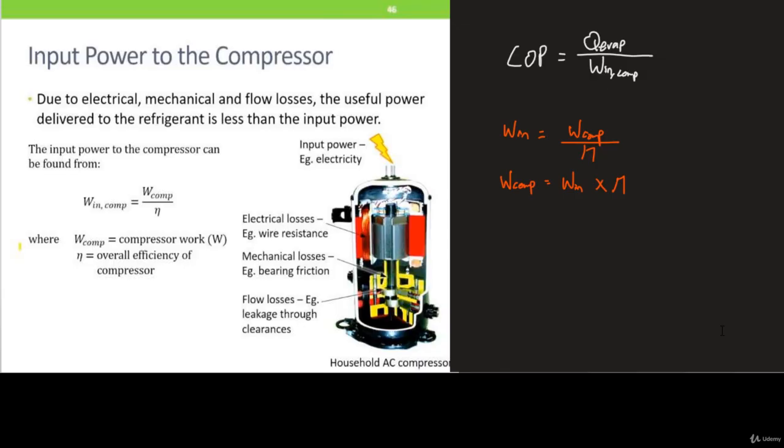So for example, you have a compressor and you give a power input of 20 kilowatts. Let's say your compressor efficiency is 80%. What will be the useful work done? Very easy to find. You just take 20 kilowatts, multiply by 80%, and your useful work done will be equal to 16 kilowatts. So the power input is always higher because there are some losses, as shown in the diagram, all the electrical, mechanical losses, etc.